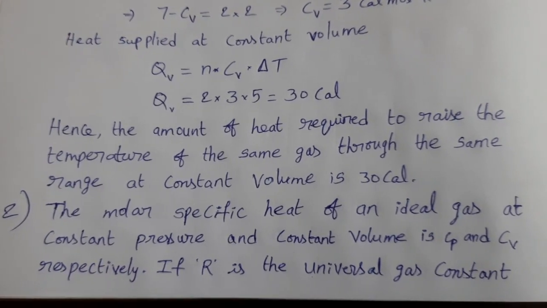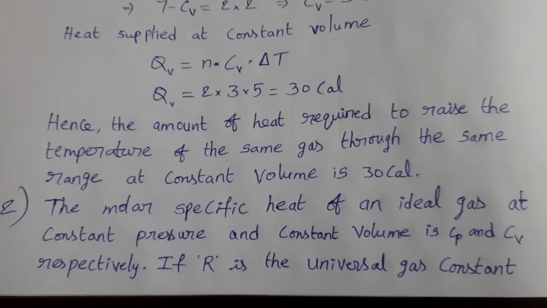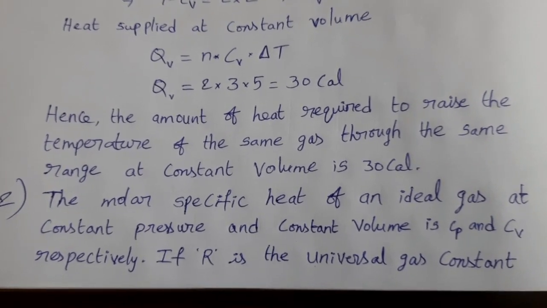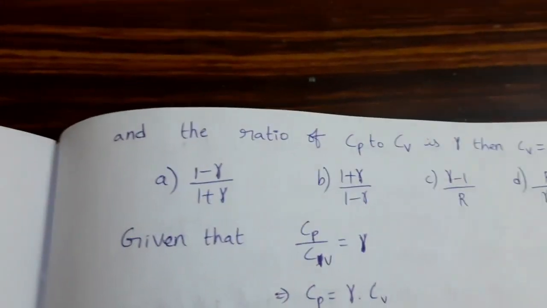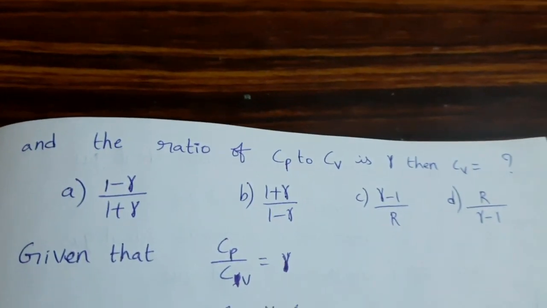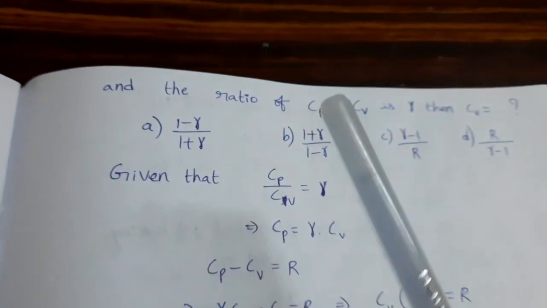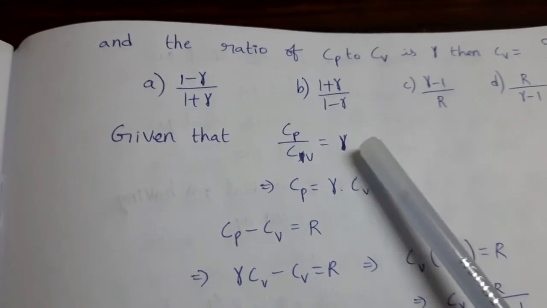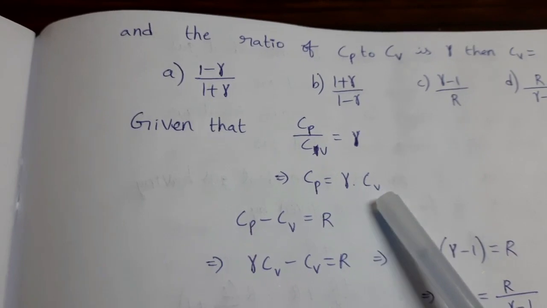If molar heat of an ideal gas at constant pressure and constant volume is CP and CV respectively, if R is the universal gas constant and the ratio of CP to CV is gamma, then CV equal to? Okay, simple thing, CP and CV ratio is gamma, it is given in the question. From this we can write CP equal to gamma into CV.